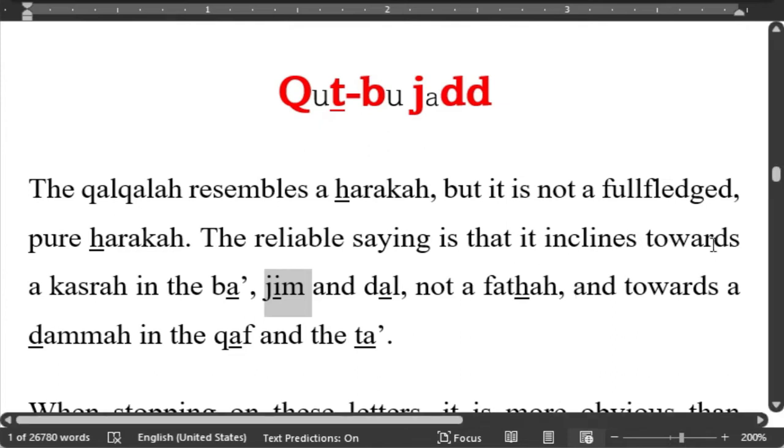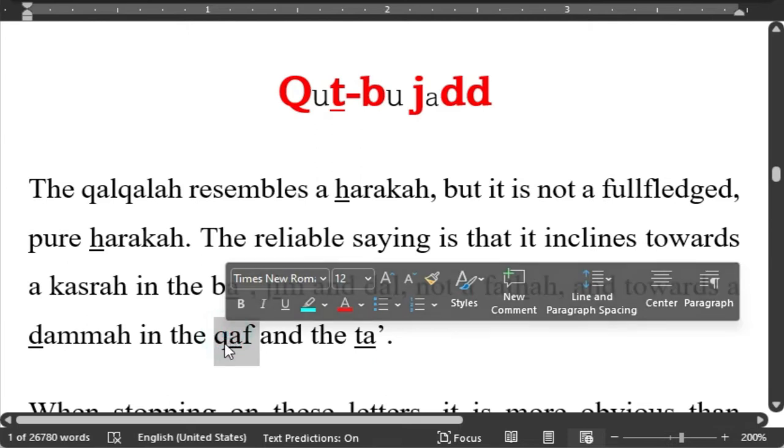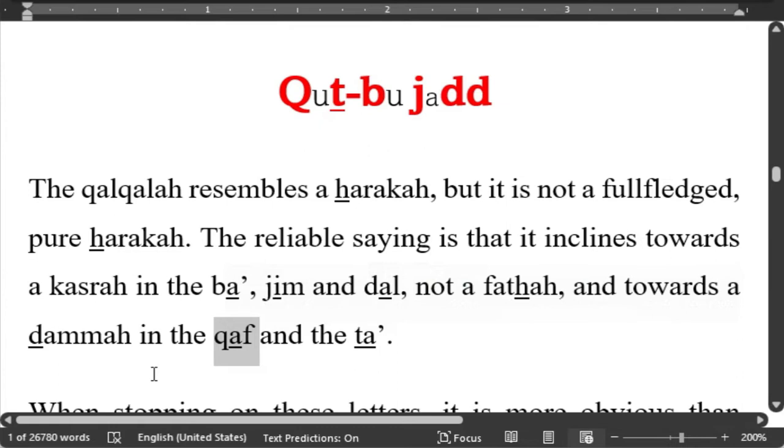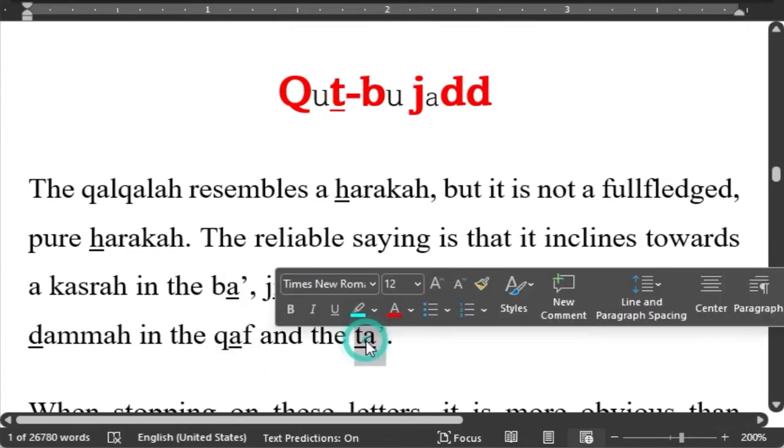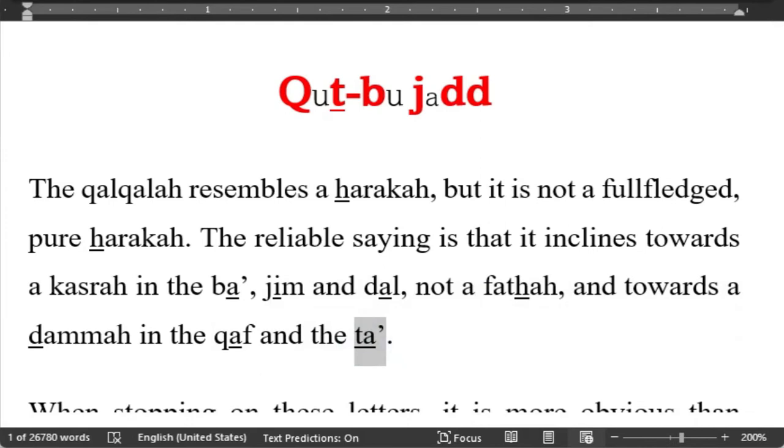So the reliable saying is that it inclines towards a kasra in the ba, jim, and dal, not a fatha, and towards a dhamma in the qaf and the ta. So you say قُلْ أَعُوذُ بِرَبِّ الْفَلَقِ، قاف. And for the ta, الذي أطعمهم من جوع.